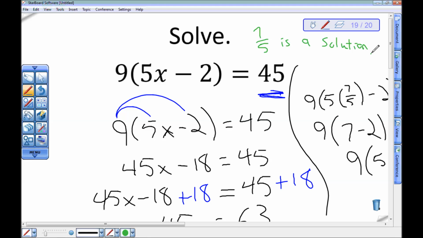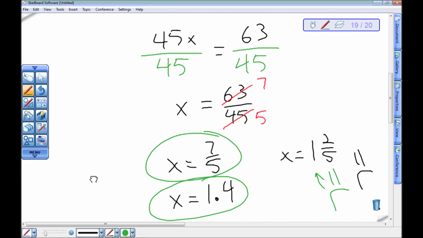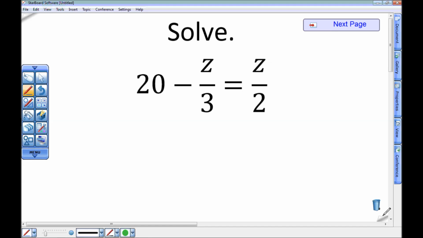Great. Awesome. We got 7/5. That's my solution to that equation. We followed those steps and ended up where we wanted to be just by going through all these equivalent equations. We did all these equivalent equations and found our solution. Let's do one more with these steps here.